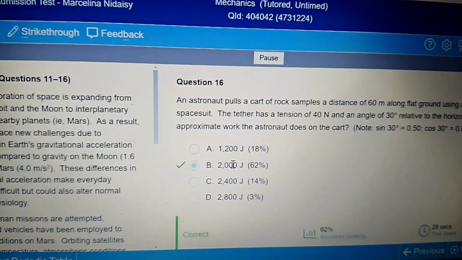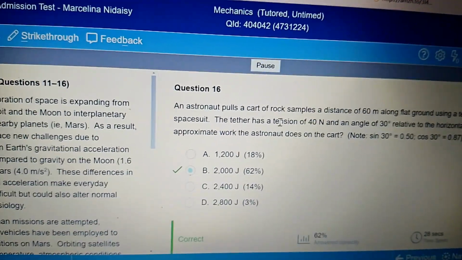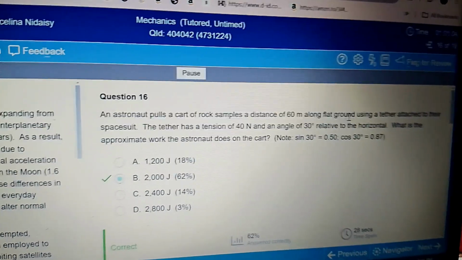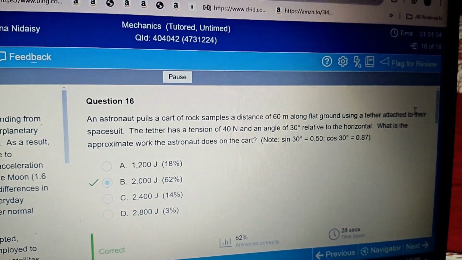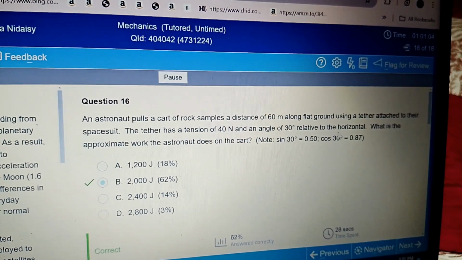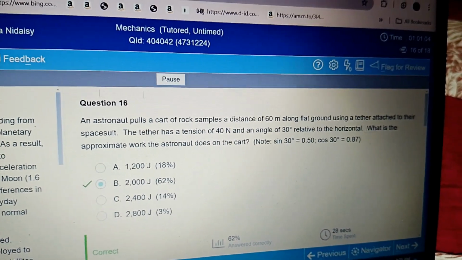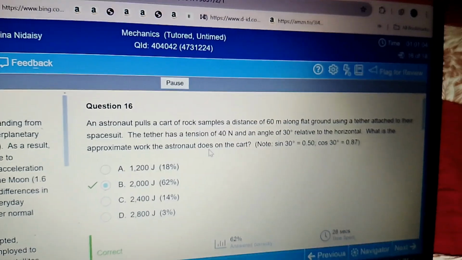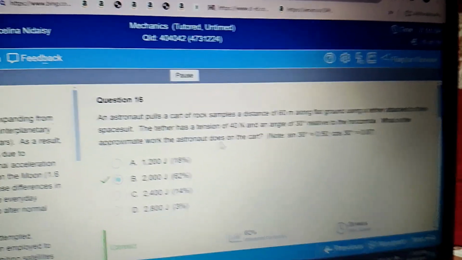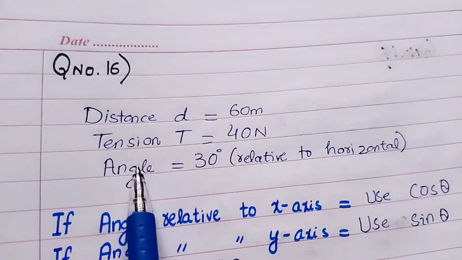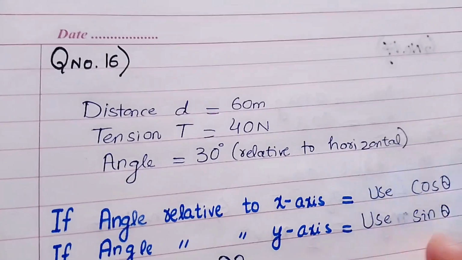Next one is this: an astronaut pulls a cart of rock samples a distance of 60 meters along flat ground using a tether attached to it, and the tension and the angle are given, that is 30 degrees relative to the horizontal. They are asking what is the approximate work that the astronaut does on the cart. So we have the data: distance is 60 meters, tension is 40 newtons, and angle is 30 degrees relative to the horizontal.